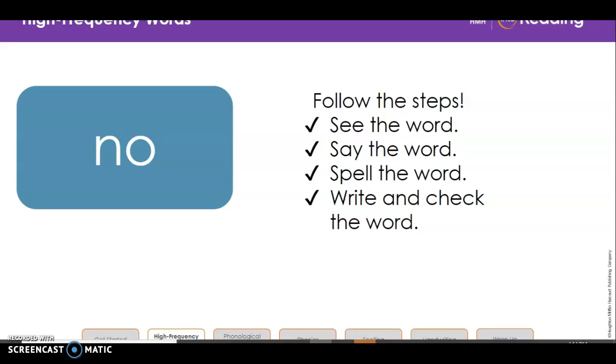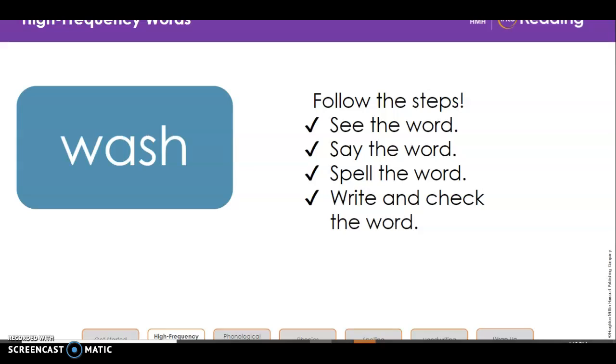N-O. The letter O stands for the long O sound, o. Blend with me. N-O. No. Now skywrite the word know. N-O. Try to write it without looking. N-O. Are you ready for the last word?